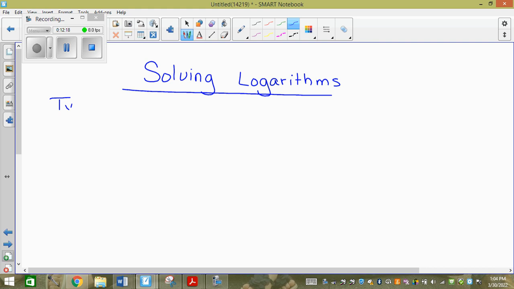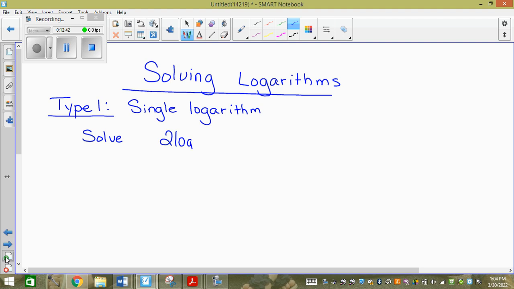Type 1. So we're going to do single logarithm. When you look at the question, it has one log. Not numerous logs, just one word log, right? So say I give you: solve 2 log base 6 of x plus 1 equals 4. You try and solve it.